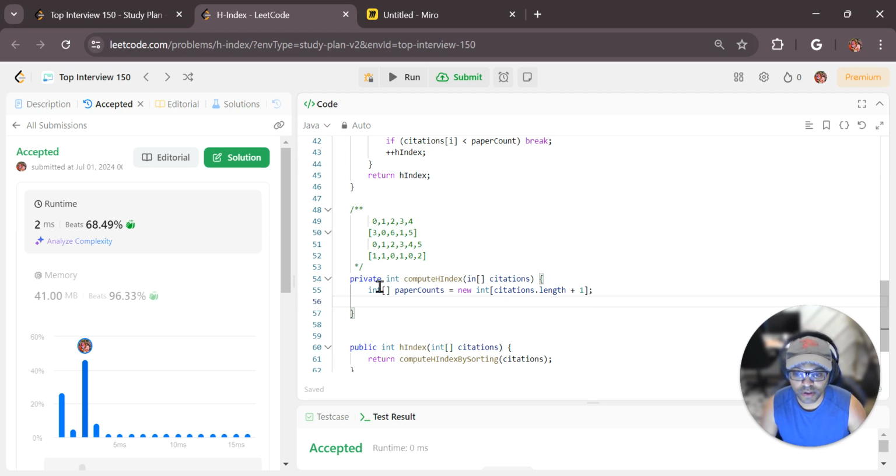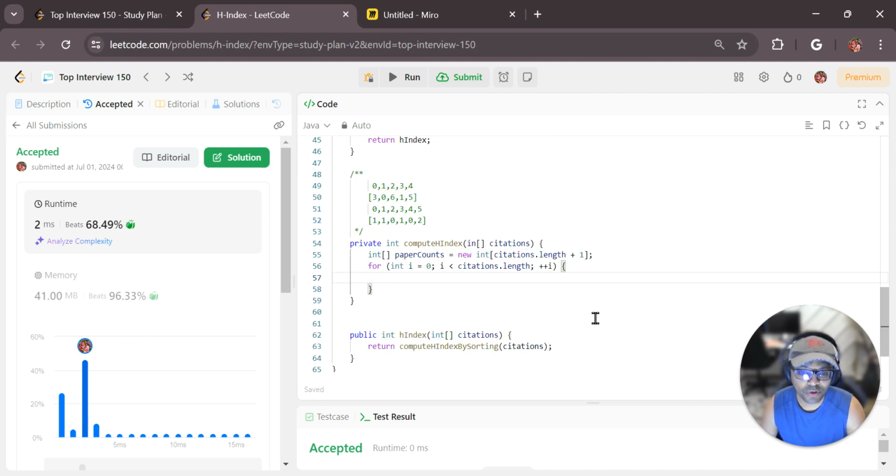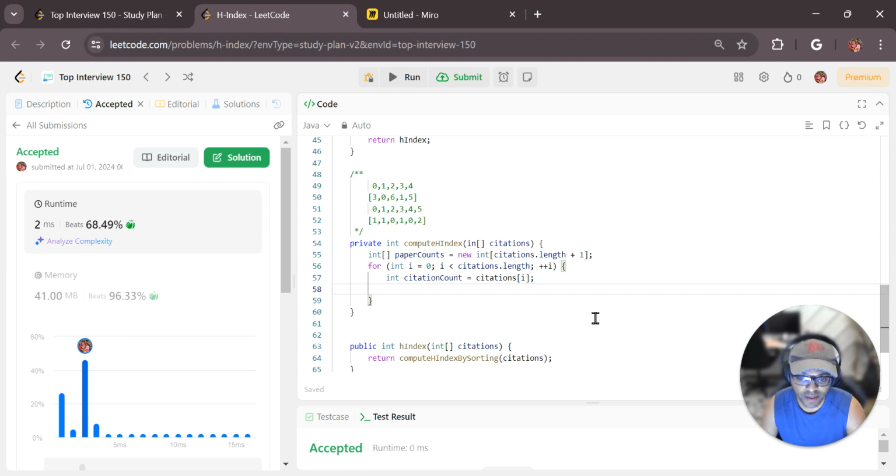Now we have to fill that. Java already initializes all of those values to 0, so we should be good there. For int i = 0; i < citations.length; i++. Now remember, with the value of citations[i], let's actually say int citationCount = citations[i]. And if that is bigger than the length of the array, we want to make it equal to the length of the array. So if citationCount is greater than citations.length, then we just say citationCount = citations.length. That's the number of citations.